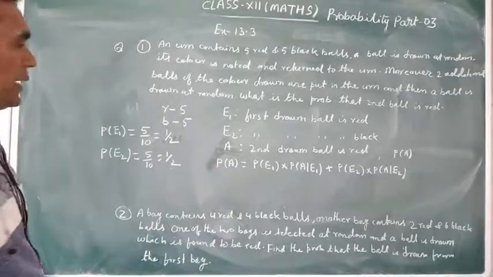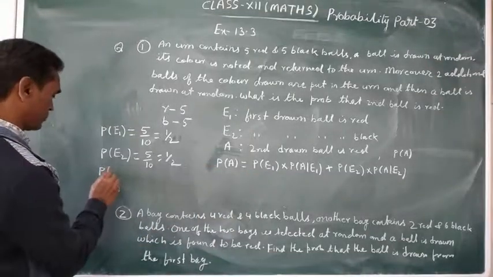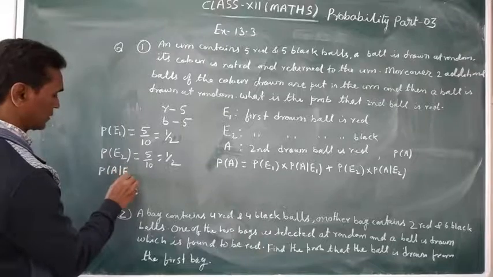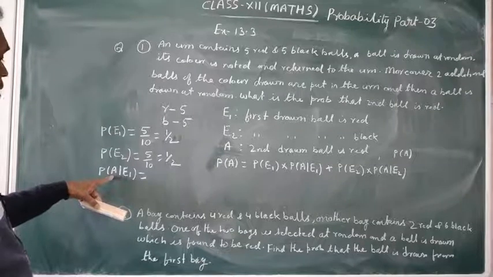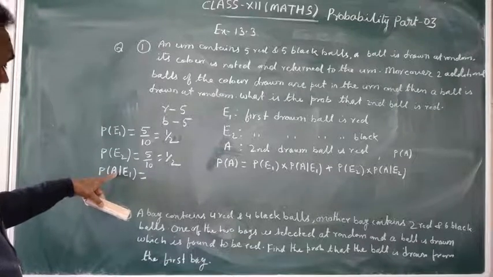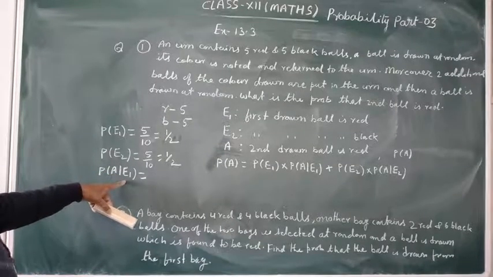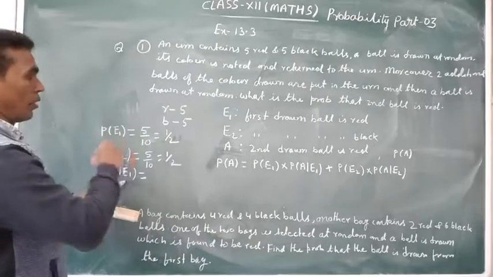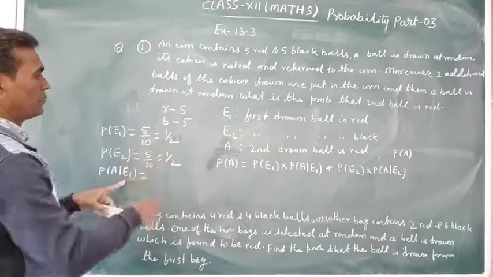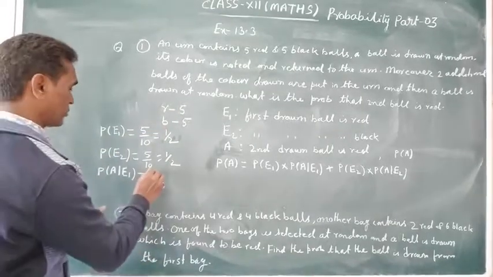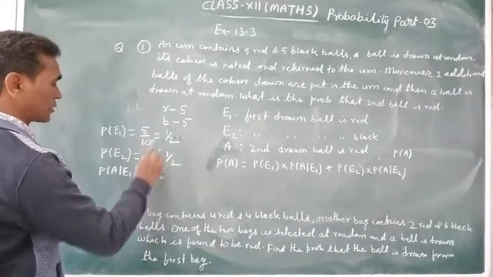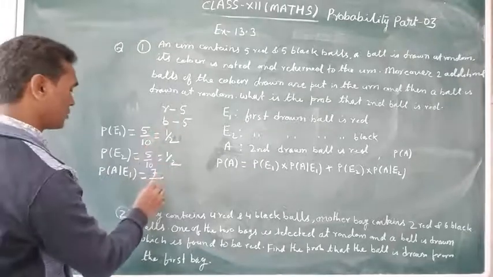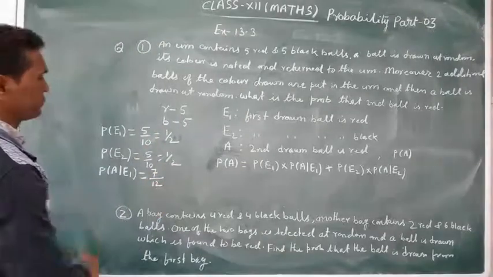Now the probability of A given E1. What does it mean? The probability that the second drawn ball is red, given that the first drawn ball is red. It means we have to put 2 more red balls. So the number of red balls will be 7. The number of favorable outcomes is 7 and the total number of outcomes is 12. So 7 by 12.